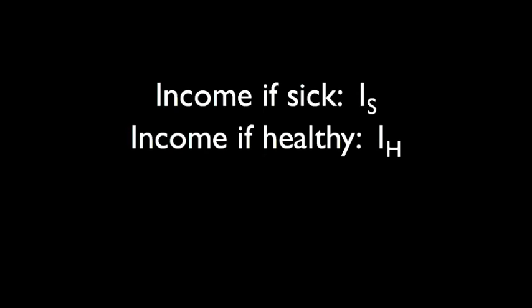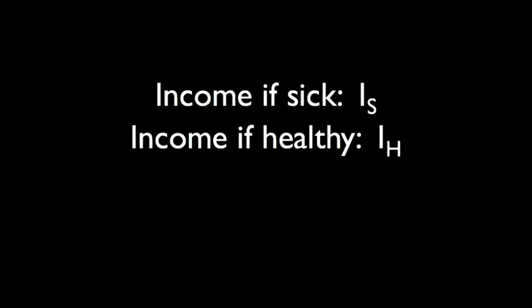Okay, next thing, we're going to say that if a person gets sick, their income is going to be IS, and if a person stays healthy, their income is going to be IH. Okay, think for a minute about what you would expect in terms of the relative sizes of IS and IH. If your bank account takes a hit every time you get sick because you have to go buy medicine, then your sick income will be less than your healthy income. So because of this, we can say that IS will be less than IH.